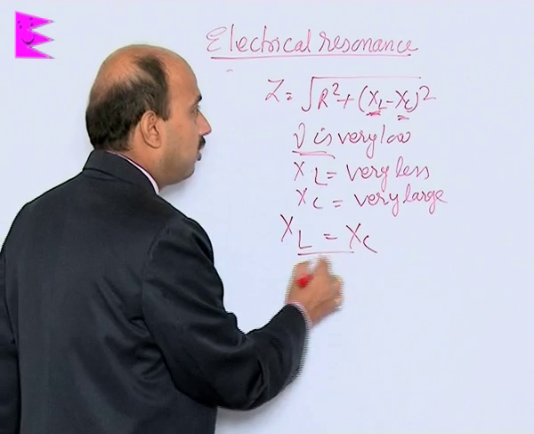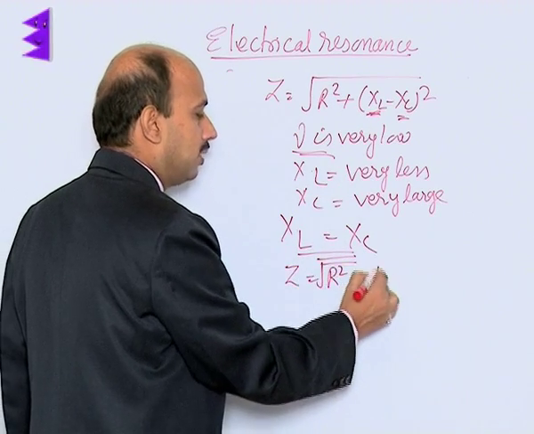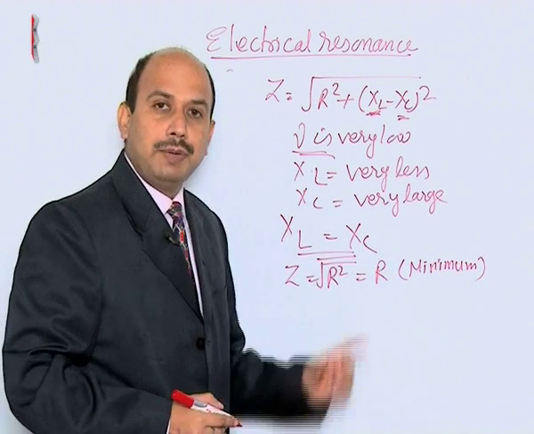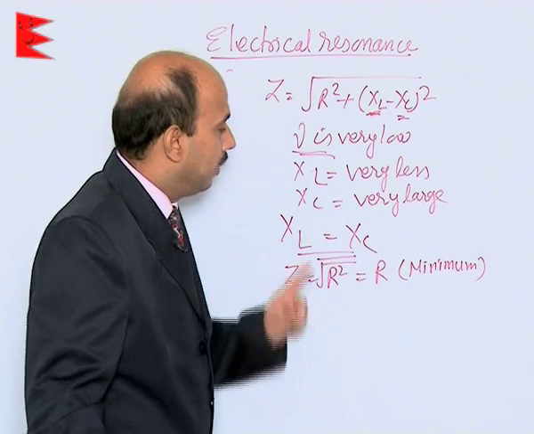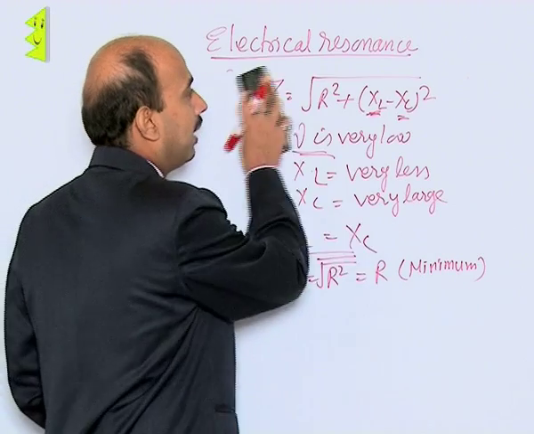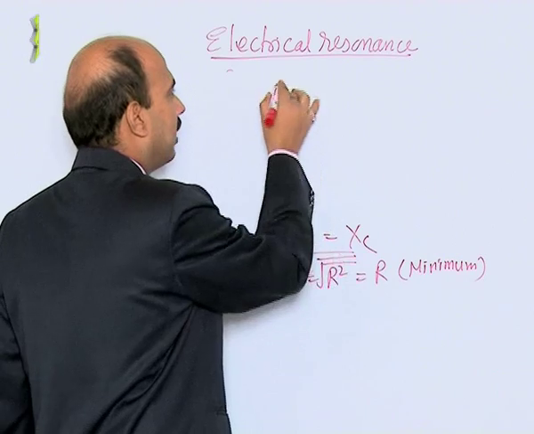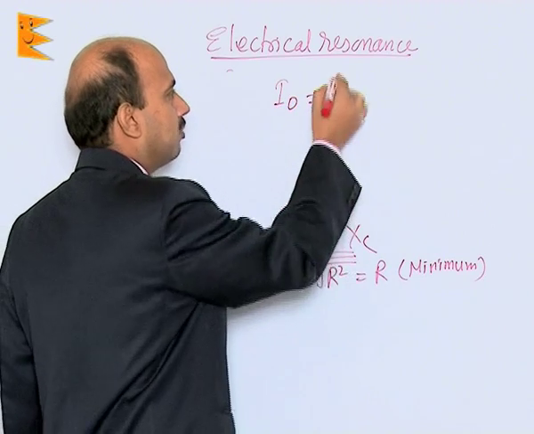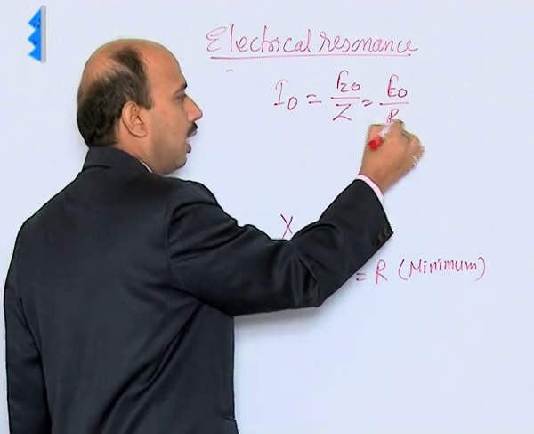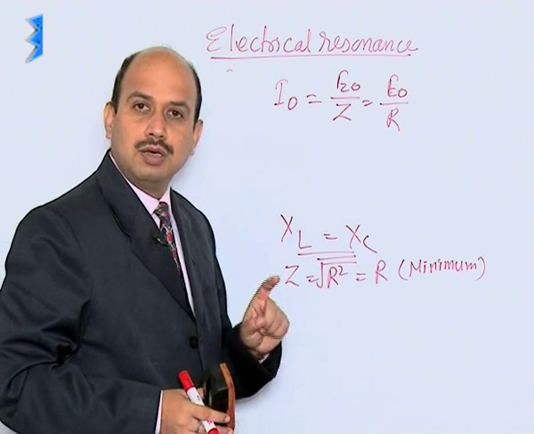See here, if XL is equal to XC, then Z is equal to the square root of R square, that is R. This is the minimum impedance. So the impedance of the LCR circuit is minimum when XL is equal to XC. This is the condition for resonance. When the impedance is minimum, obviously the peak value of current will be maximum, that is E naught upon Z, which is E naught upon R. So in the resonance circuit, the current is maximum.